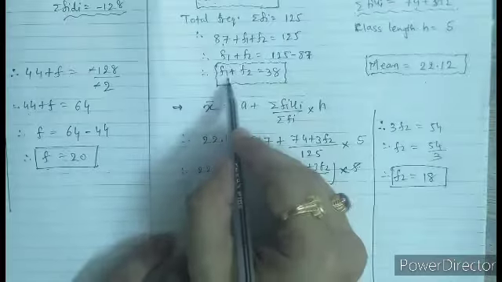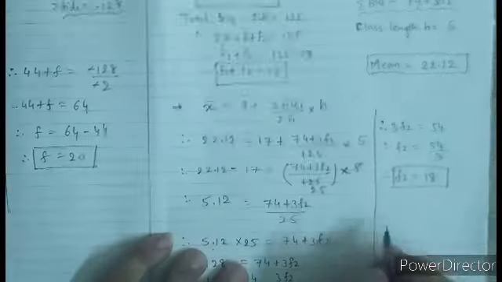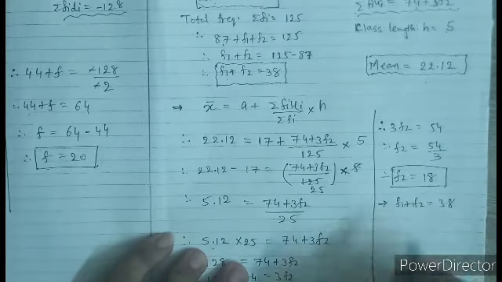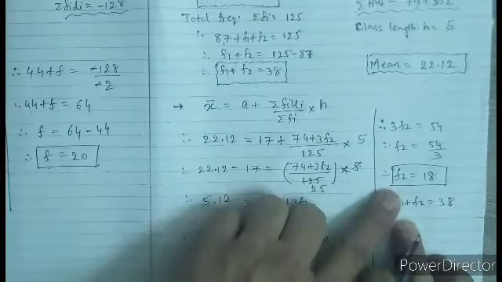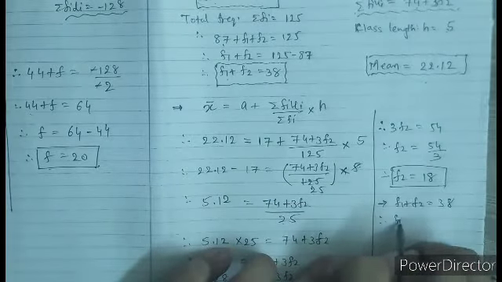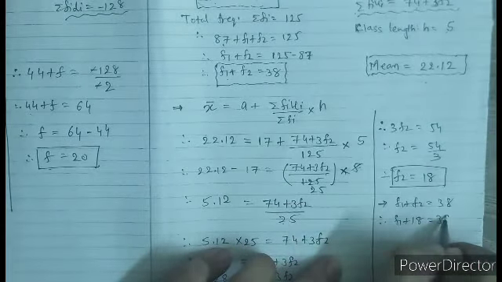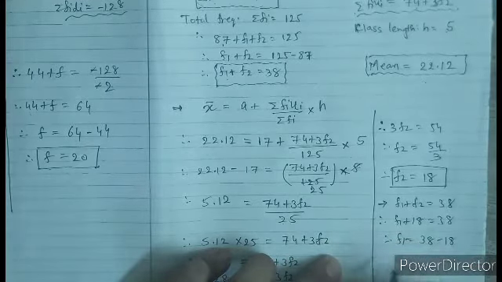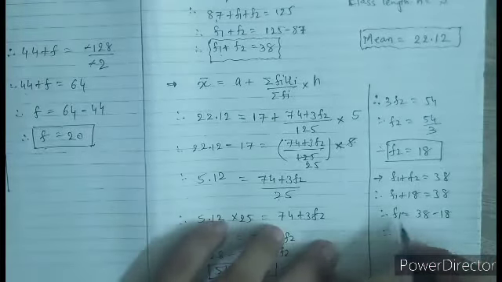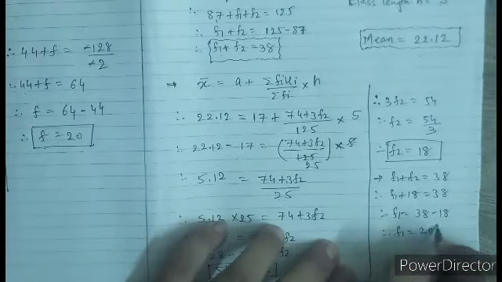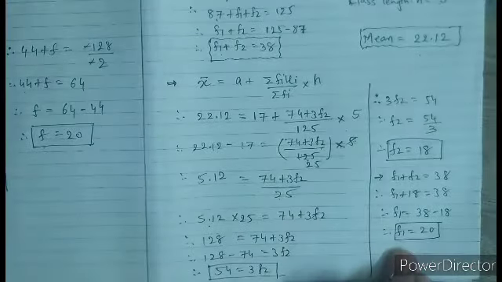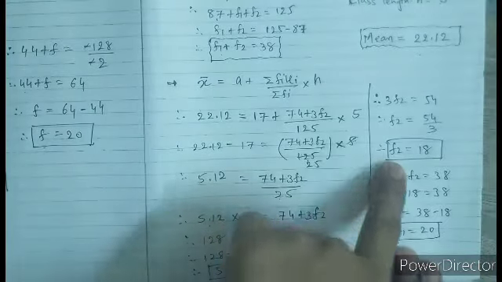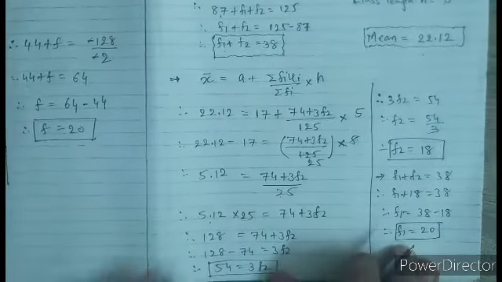Now we will use F1 plus F2 equals 38 at this stage. As we know, F1 plus F2 equals 38. In this, we will apply the value of F2, which is 18. So we can write F1 plus 18 equals 38. Therefore, F1 equals 38 minus 18. You do 38 minus 18, you will get F1 equals 20. So the missing frequency F1 equals 20 and F2 equals 18. This way we can obtain two missing frequencies.